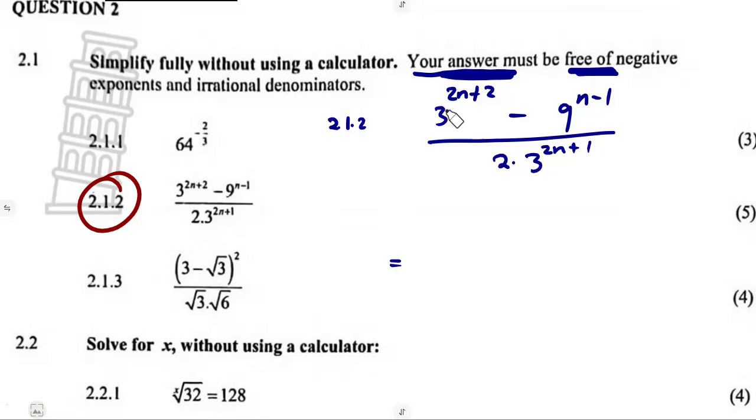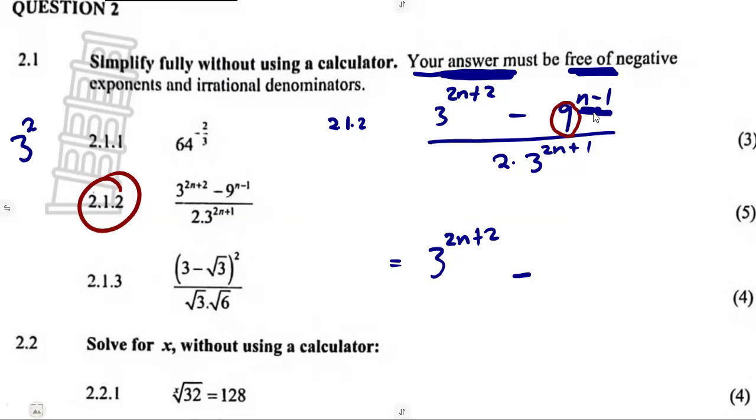So you can see that we've got 3 to the exponent of 2n there, but we do not have it here. There's a 9. So what can we do with this 9? Let us change it to a 3. So it is going to be 3 to the exponent of 2n plus 2, this first part. Minus 9 is the same as 3 to the exponent of 2. That's 9.